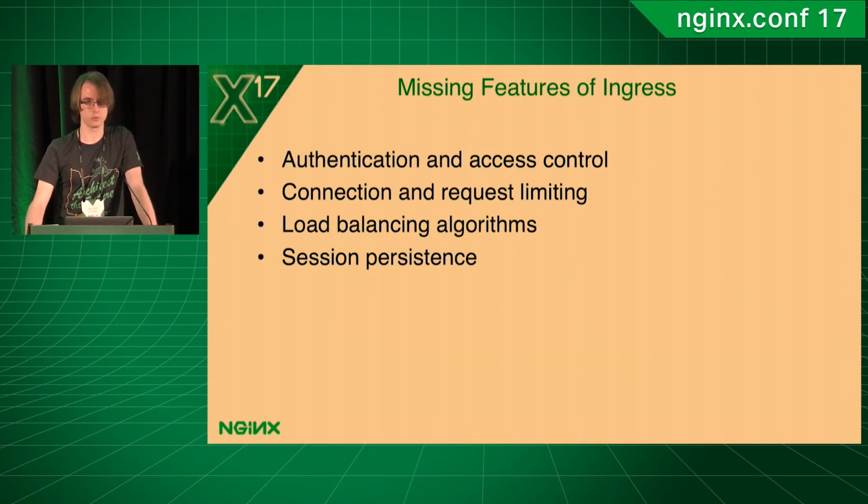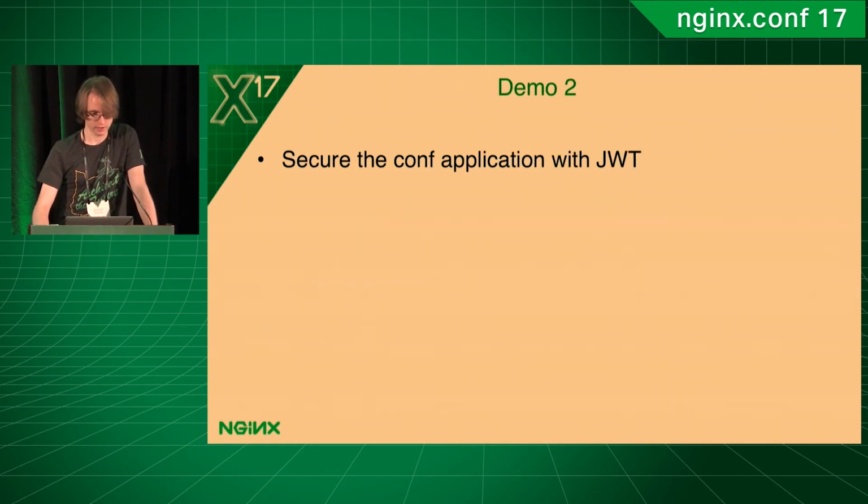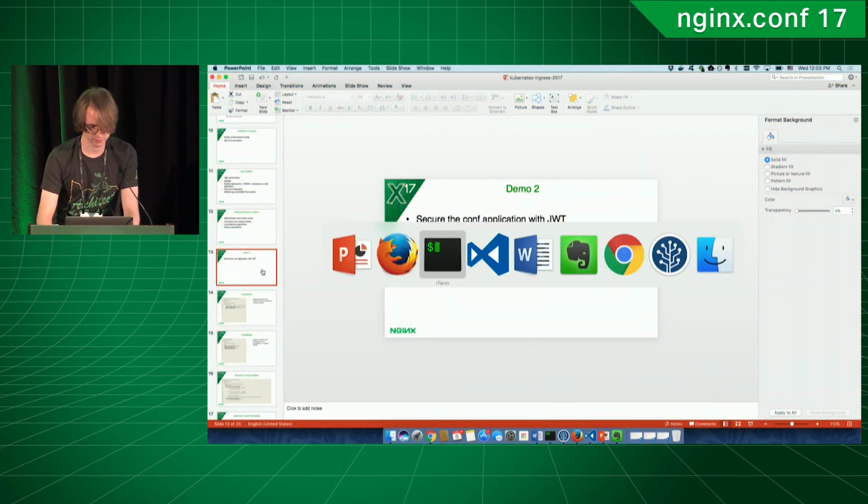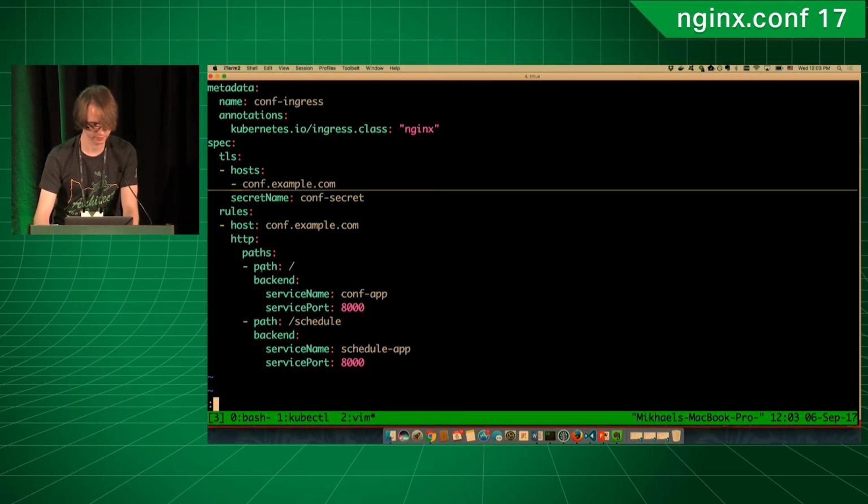But the other thing is how we can use all those NGINX features that it is known to be good for. Those can be authentication and access control, connection and request limiting, choosing different load balancing algorithms, enabling session persistence. So let's have a second demo where we secure our application with JSON web tokens, JWTs.